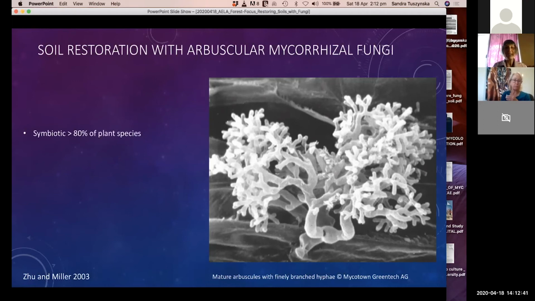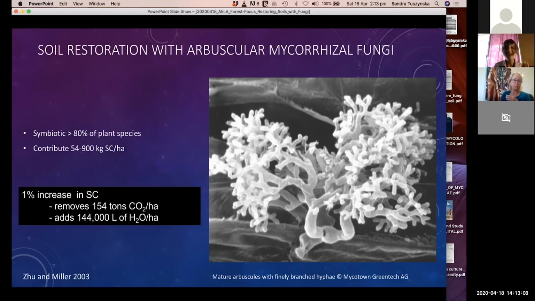So 80% of plants, probably more than that, actually have this relationship. The other, ectomycorrhizal fungi, are more associated with trees, and this is in an agricultural system I'm talking about. So we can reintroduce these fungi back to our systems, and they contribute up to 900 kilograms of soil carbon per hectare. This sequestration thing really gets me, because if we can change our systems, we can sequester carbon, cool the earth, create rain back again, and save our world.